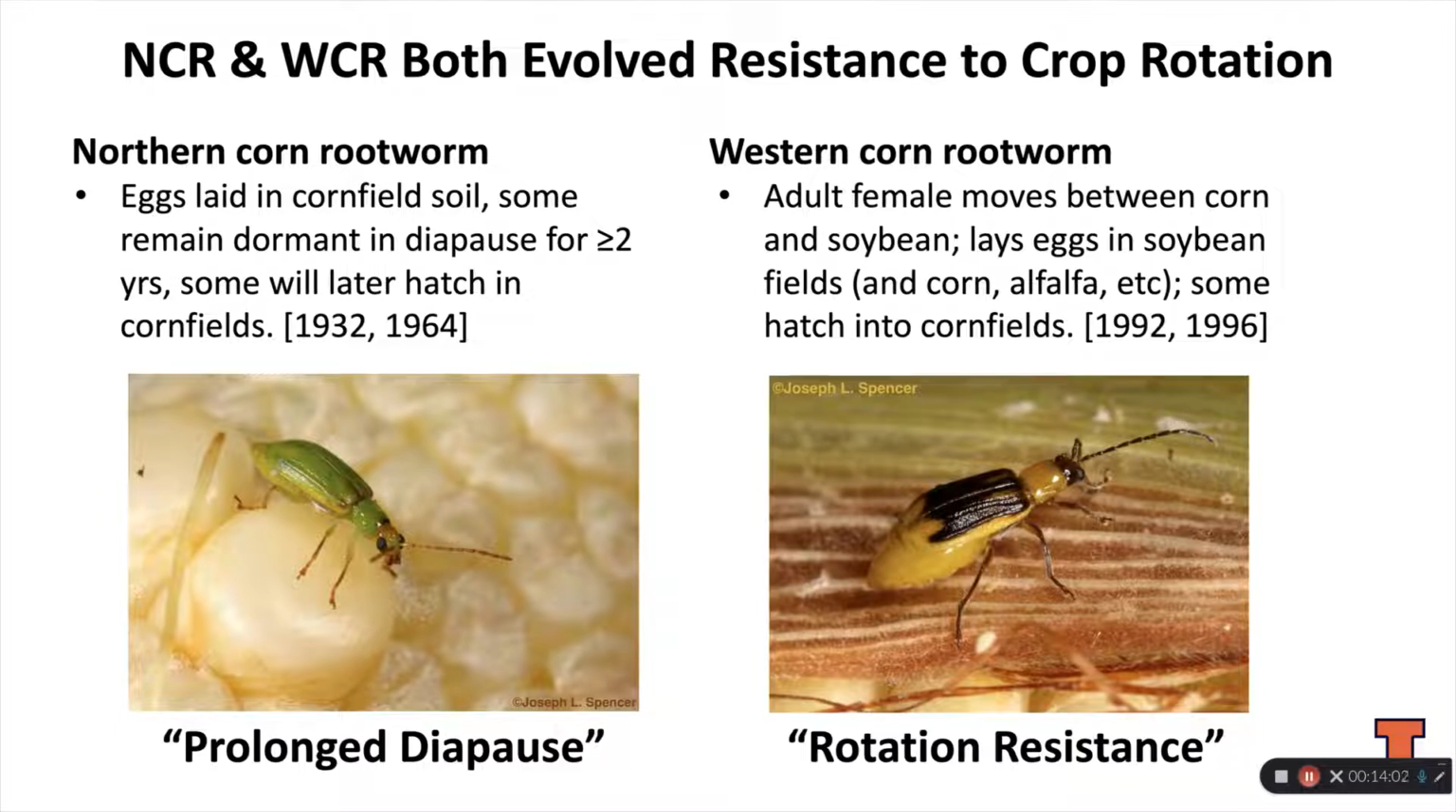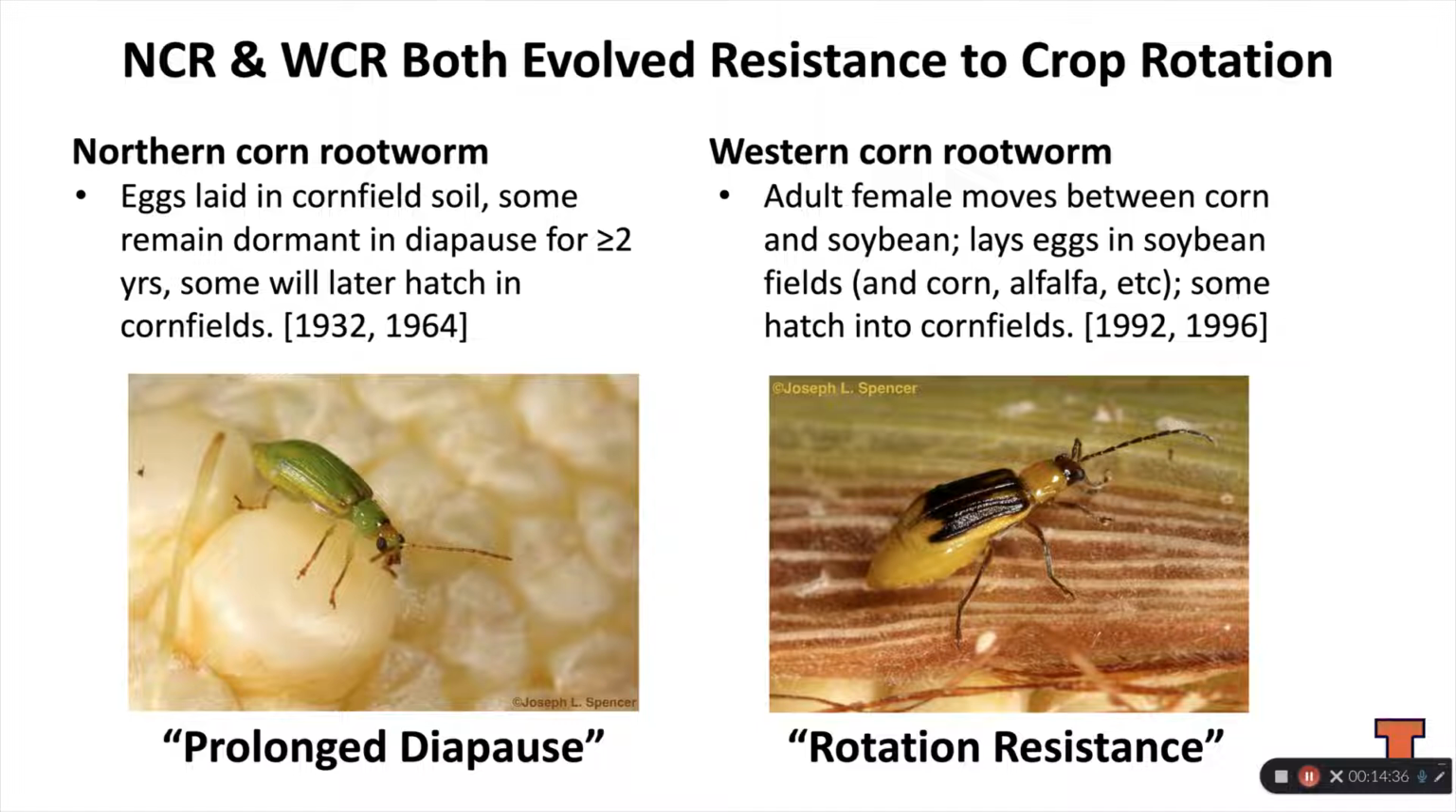The western corn rootworm, which is a more mobile species, has a different tactic. In the case of the westerns, their strong fidelity to cornfields was selected against, and the adult females would then move between corn and soybeans, laying eggs in both fields, as well as other crops like alfalfa and wheat. And this spreading of the eggs across the landscape means that some of the eggs are always going to be present in fields that will be planted to corn the following year.